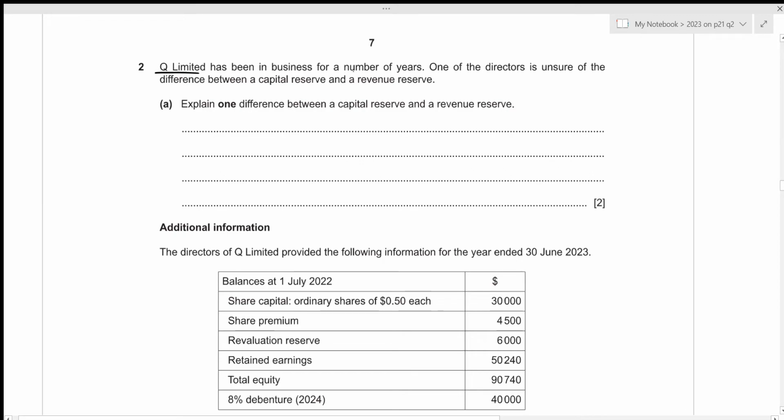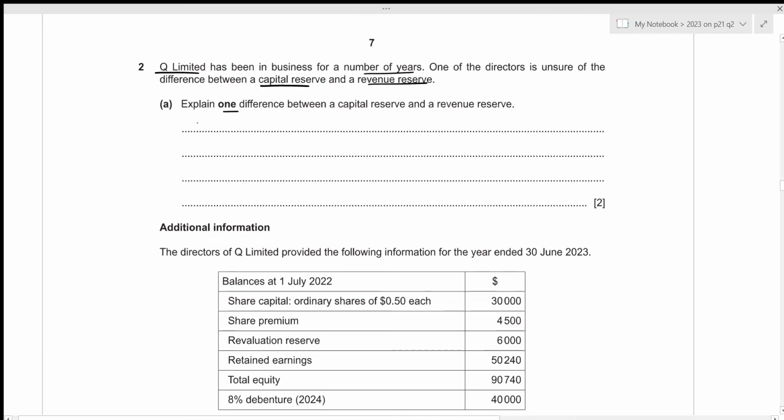Q Limited has been in business for a number of years. One of the directors is unsure of the difference between a capital reserve and a revenue reserve. So we now need to explain one difference between a capital reserve and a revenue reserve. So the most basic difference is that capital reserve will be created as a result of non-trading activities such as sale of non-current asset or revaluation of asset and those things, whereas revenue reserves will be created by transfer from profits that we have figured out within the statement of profit or loss.